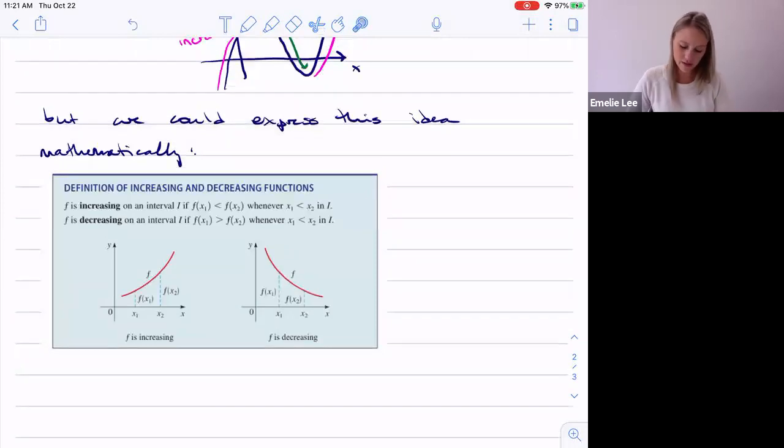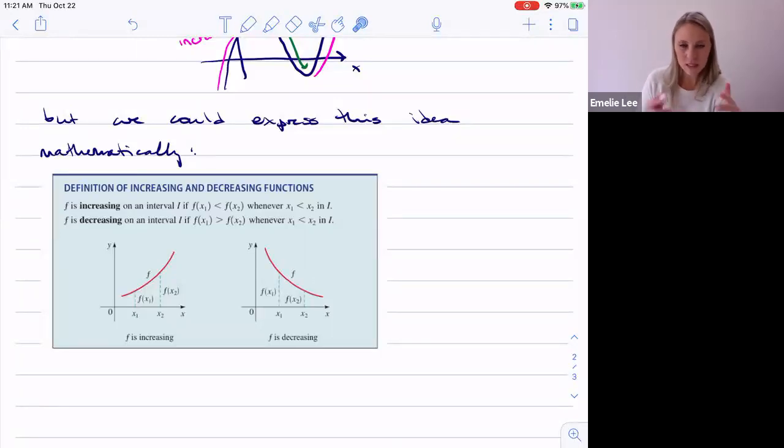Well, here, if we're talking about some values x1 and x2, it looks like x1 is less than x2. In fact, it's part of the definition. If x1 is less than x2 and f of x1 is less than f of x2, the output at x1 is less than the output at x2, then I must have increased to get there. Same idea: if x1 is less than x2, and the output at x1 is larger than the output at x2, then I must have a decreasing function.